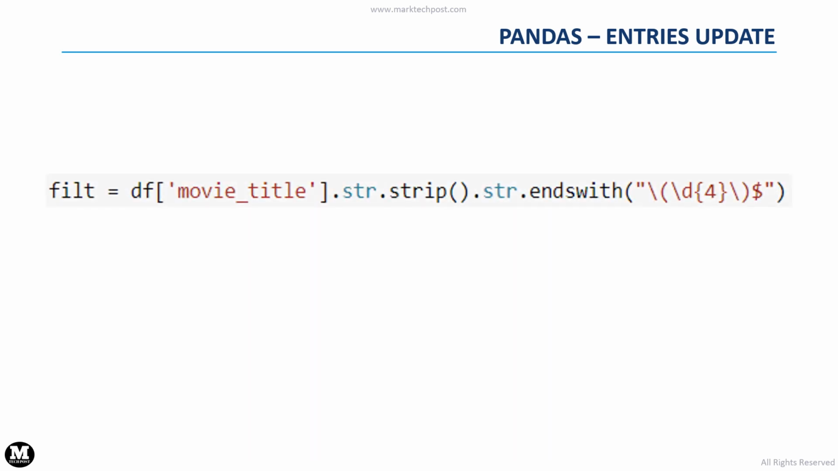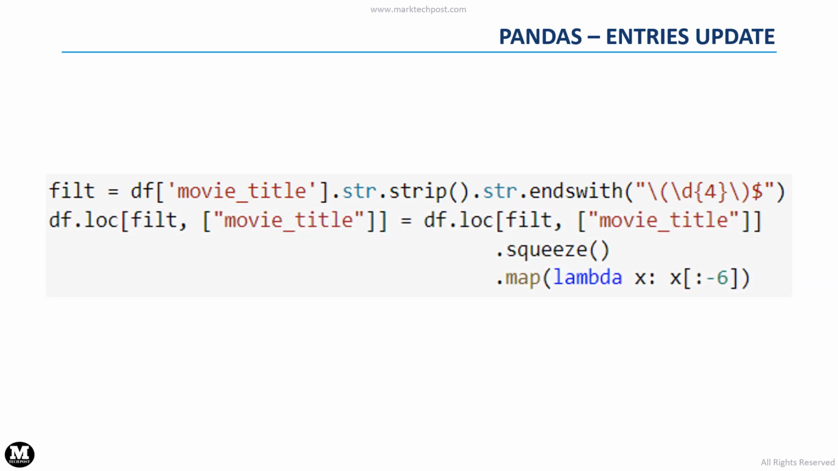Now we want to remove the year from the movie title, since now we have this information in the year column. First of all, let's define a filter that takes the movie title column values, applies the strip method, and checks if the string ends with a year between brackets. Then we use this filter with the loc method, selecting only the values under the movie title column.